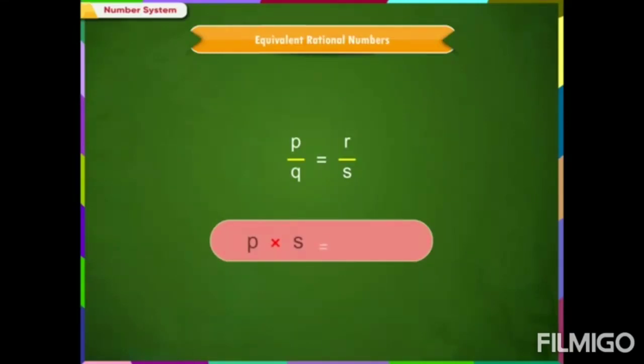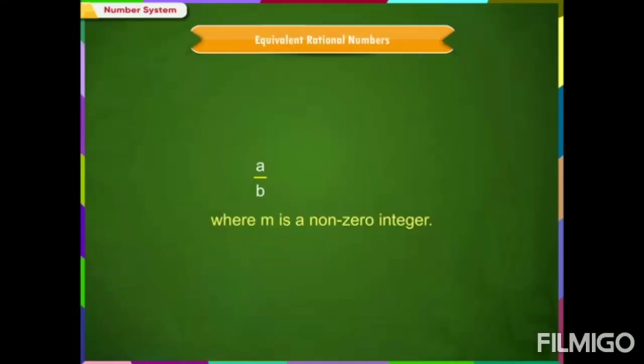Equivalent rational numbers. Two rational numbers p by q and r by s are said to be equivalent if p into s is equal to q into r. If a by b is a rational number and m is a non-zero integer, then a into m by b into m is a rational number equivalent to a by b.